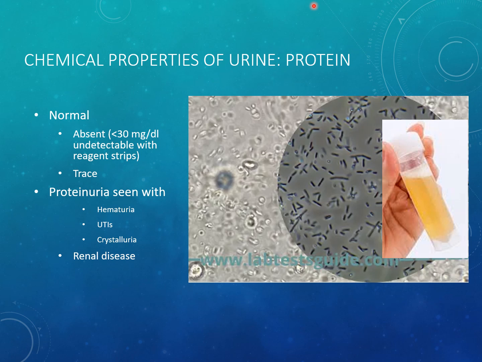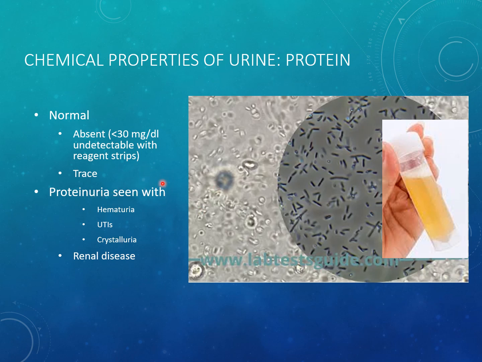Protein is another thing measured on the reagent strip. It is normal to not have any protein present in the urine, or less than 30 milligrams per deciliter of protein. So the reagent strip doesn't measure anything less than that. It counts it as absent. But when there is proteinuria, or protein in the urine, the strip will change color.